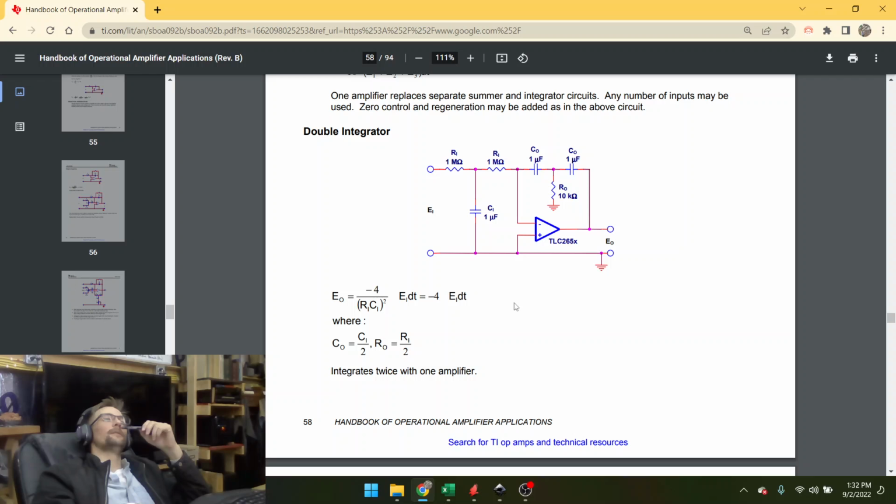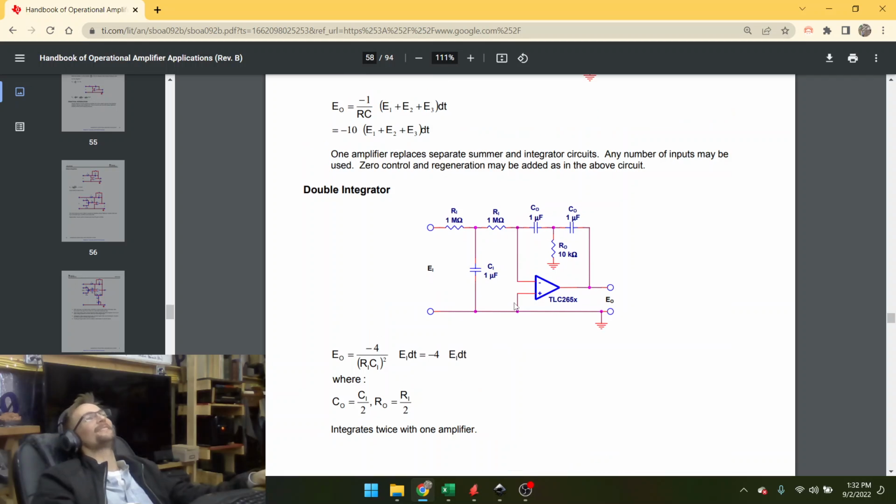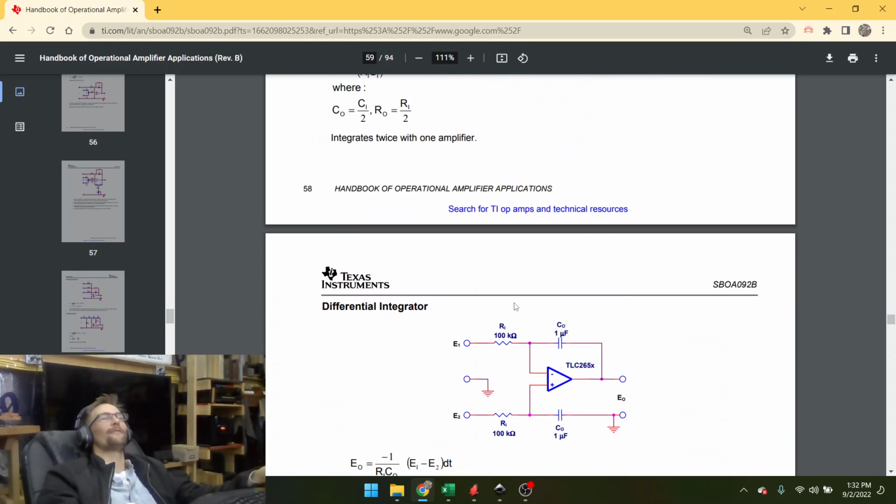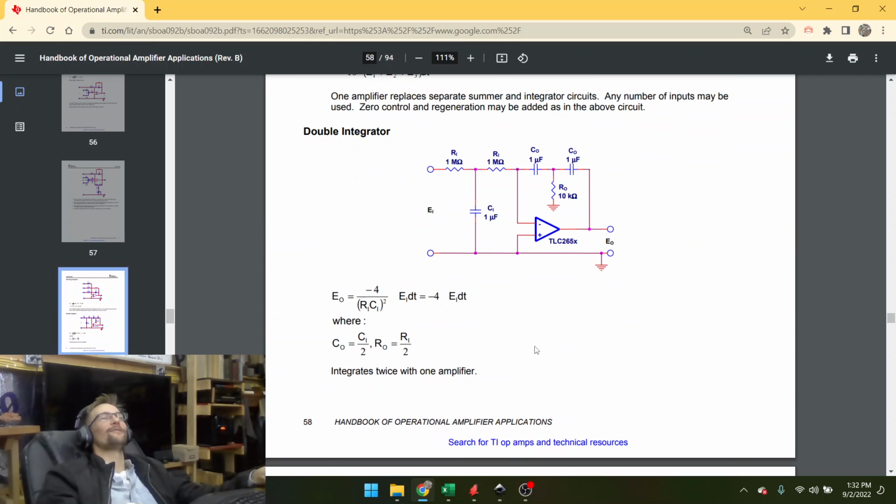Oh wait, a double integrator integrates twice with one amplifier? Man, the 60s must have been rough. I can't afford a second op amp. I have to figure out how to get a double integration off of this guy.